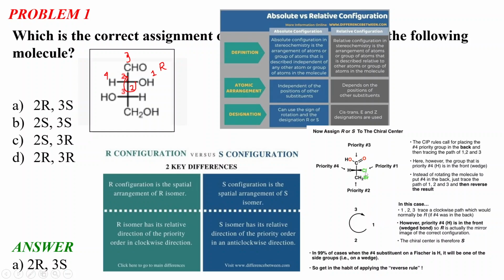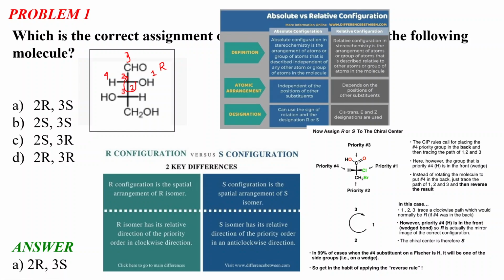Okay, now if you go from 1, 2 and 3, then it is the clockwise rotation, meaning R rotation. But since this hydrogen is in wedge form, this chiral center will be S. In 99% of cases, when the lowest-priority substituent on the Fischer projection is H, it will be one of the side groups on the wedge. So the reverse rule is applied in most cases.